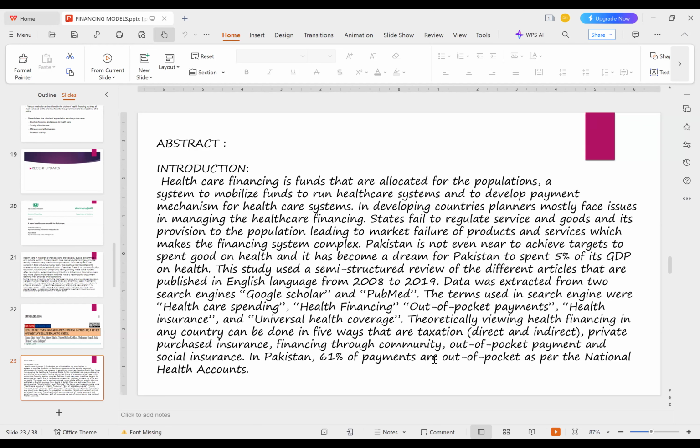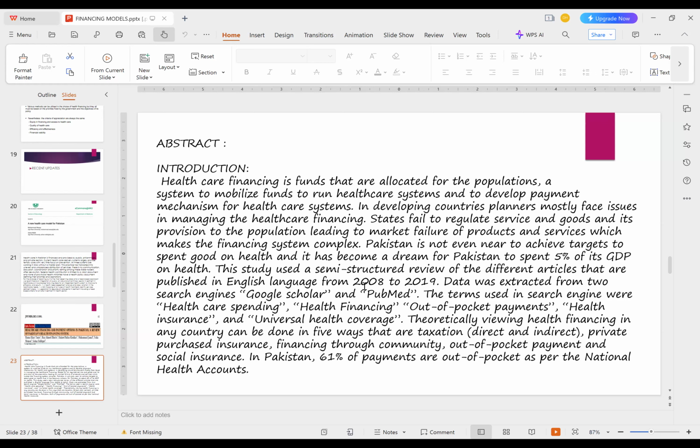States fail to regulate services and goods and their provision to the population, leading to market failure of products and services, which makes the financing system complex. Pakistan is not even near to achieving targets to spend well on health, and it has become a dream for Pakistan to spend 5% of its GDP on health.